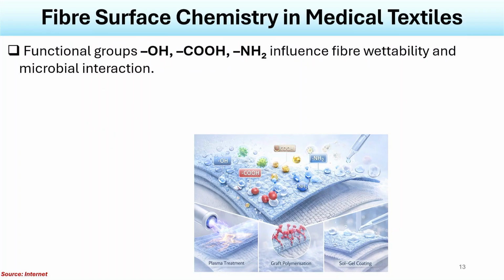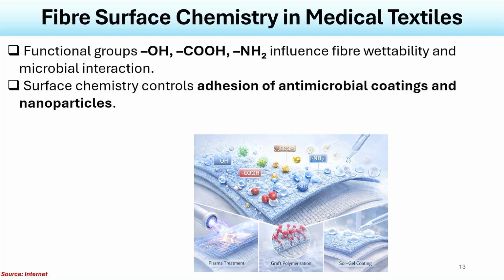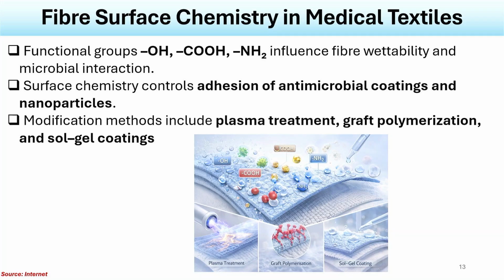So, fiber surface chemistry: functional groups such as OH, COOH, NH2 influence the fiber's wettability and microbial inhibition interaction. Surface chemistry controls the addition of antimicrobial coatings and nanoparticles. Modification methods include plasma treatment, graft polymerization, and sol-gel coating. So, we can modify the surface by using plasma treatment, graft polymerization and sol-gel coating.